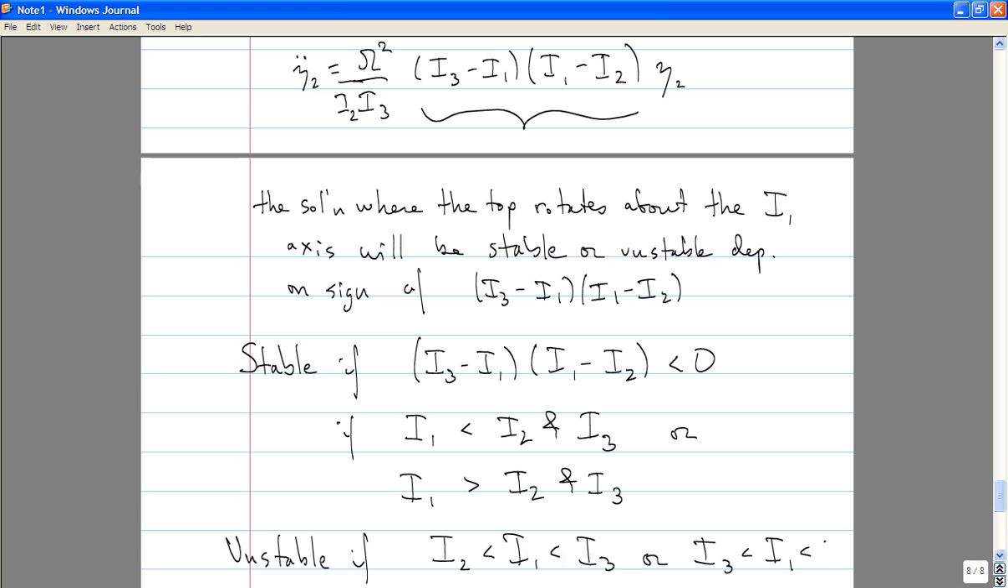So what does that mean? That means that if you look at an arbitrary object, it has 3 principal axes and 3 moments of inertia. And this object can rotate in a stable manner about one of the principal axes only if it is the largest moment of inertia or the smallest moment of inertia. The intermediate one will be unstable.